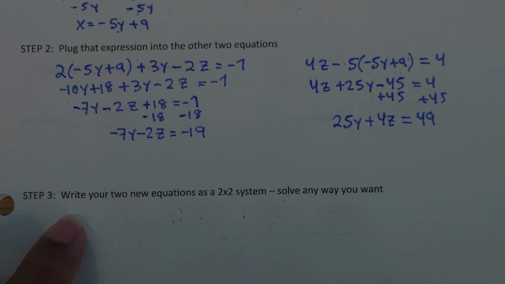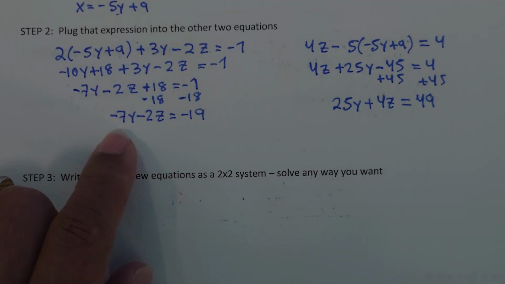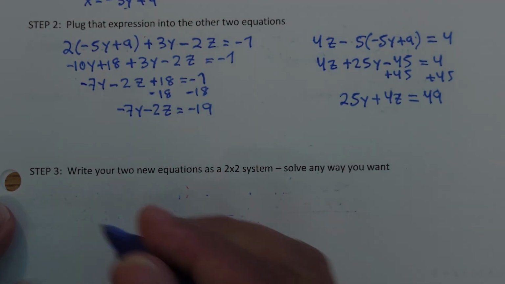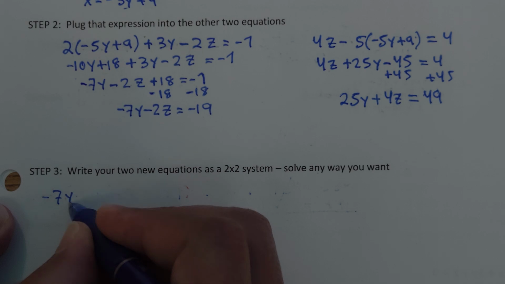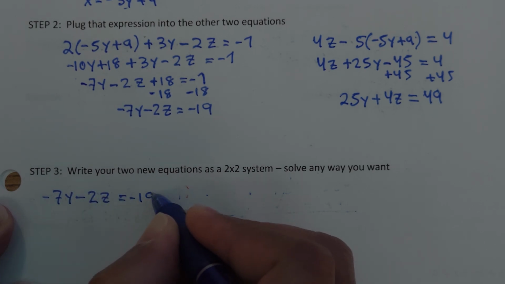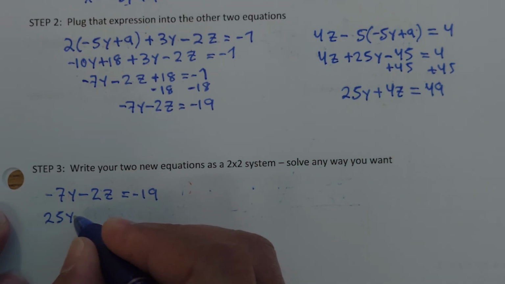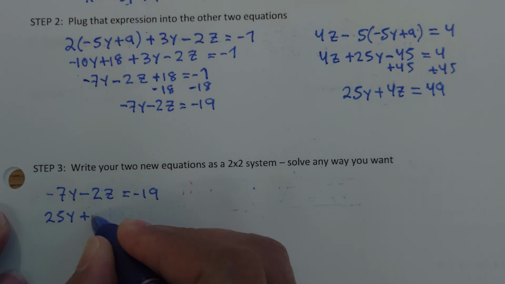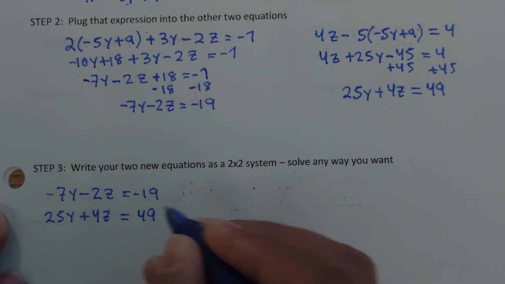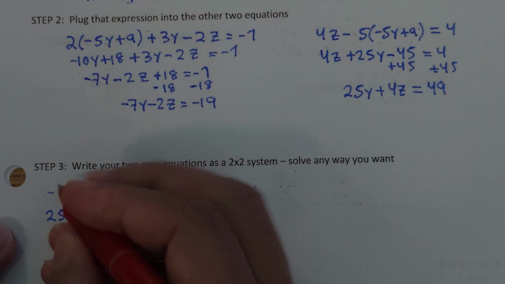So for step number 3, we're going to write our two equations in a 2 by 2 system, because as you can see, we only have y and z in the two equations, and then solve any way you want. So I'm going to copy negative 7y minus 2z is equal to negative 19. That's the first equation. The second one is positive 25y plus 4z equals 49.